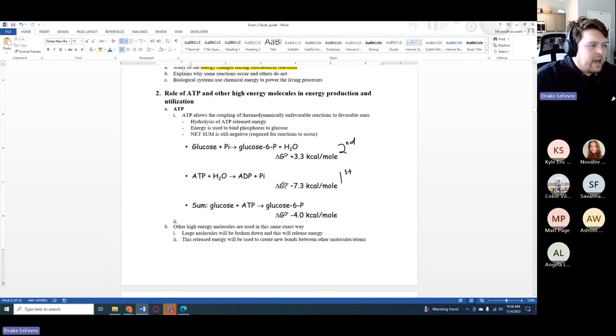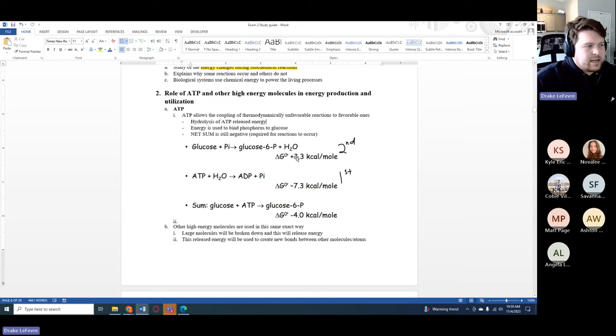This is typically what you see. Most exergonic reactions are going to have bonds breaking, and pretty much all endergonic reactions are going to have bonds forming. Forming bonds requires energy to be taken in. If it's breaking bonds, it releases energy. So this first and second reaction, ATP getting broken down, hydrolyzed, and releasing all of this energy, will happen first.